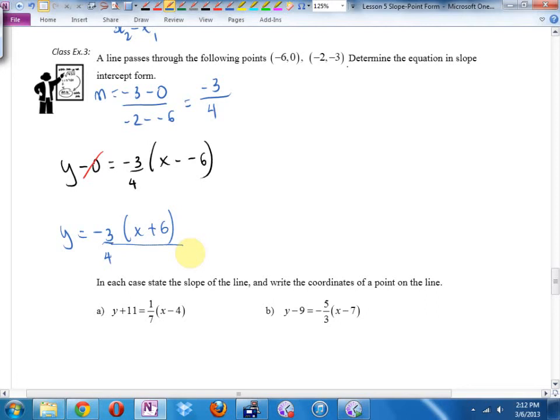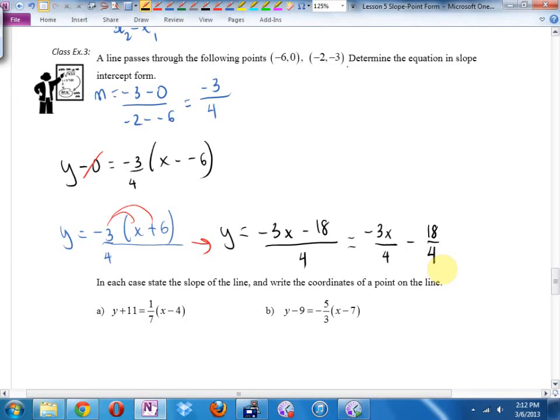Do that. Extend your little fraction bar. The x plus 6 is on the top. The 4 is on the bottom. Why is that handy? Because now I can go like this. And I'll get negative 3x minus 18 all over 4. Why is that so important? Because that's really the same as this: negative 3x over 4 minus 18 over 4.